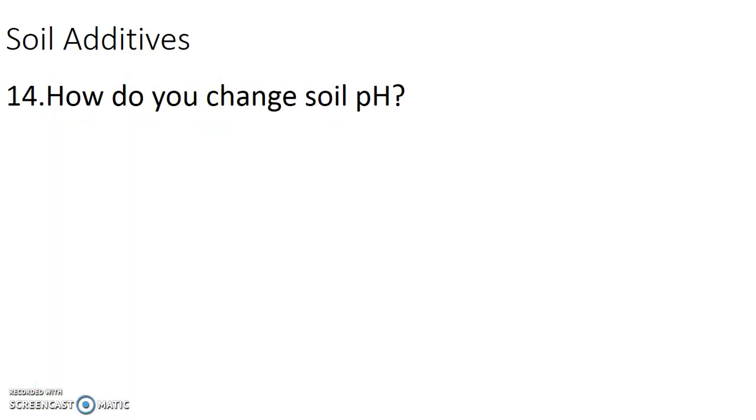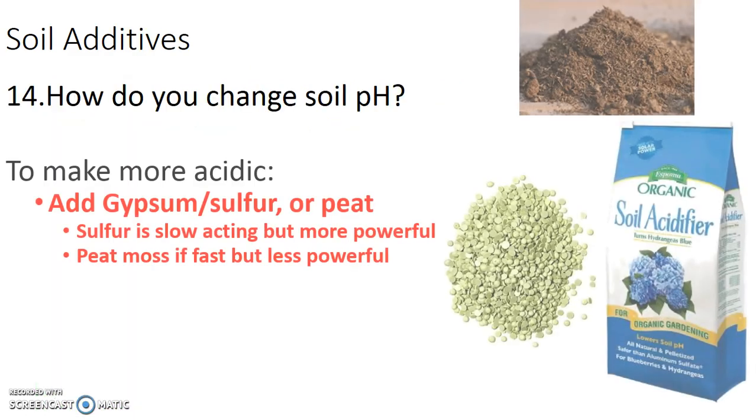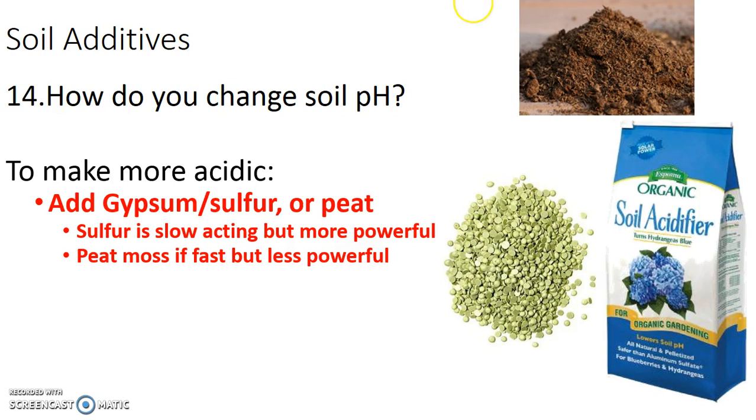So how do you make soil more acidic or more basic? To make it more acidic, you can add two things. You could add sulfur, otherwise known as gypsum. That's this. You could also add peat moss, which we've already talked about.